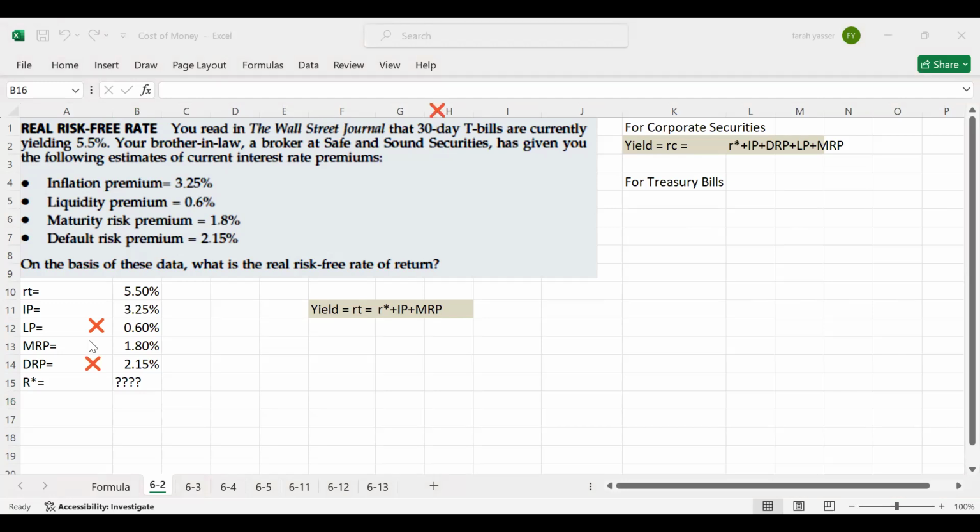So there's no need to consider maturity risk premium, because maturity risk premium is considered if the security or the bonds are more than 1 year. So in this particular case, we will not consider MRP, or maturity risk premium, because the T-bills are just for 30 days, that is for 1 month. So we are going to calculate it via this formula RT. RT is given 5.5%. So 5.5%.